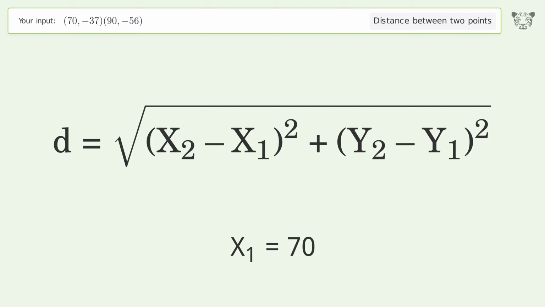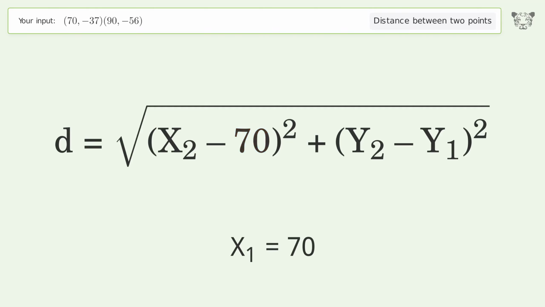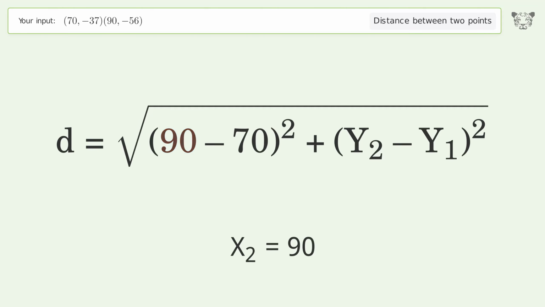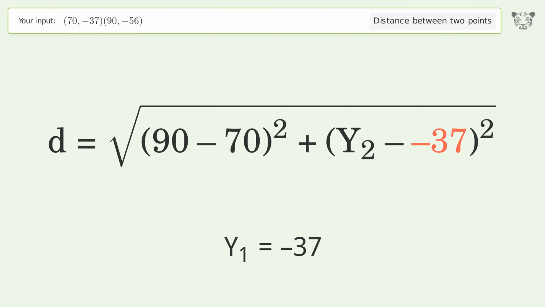x1 equals 70. x2 equals 90. y1 equals negative 37. y2 equals negative 56.